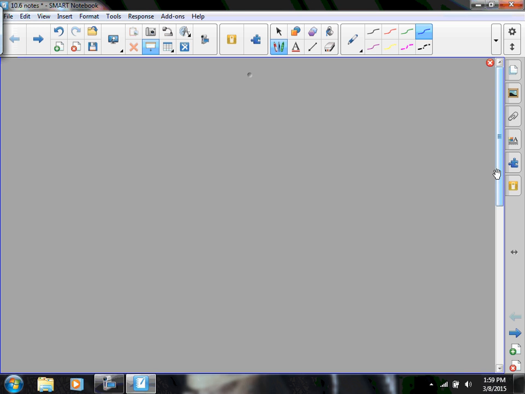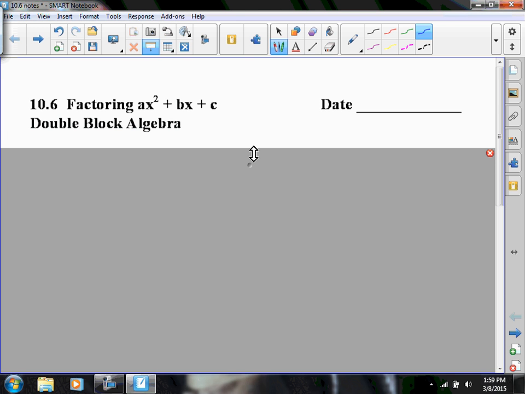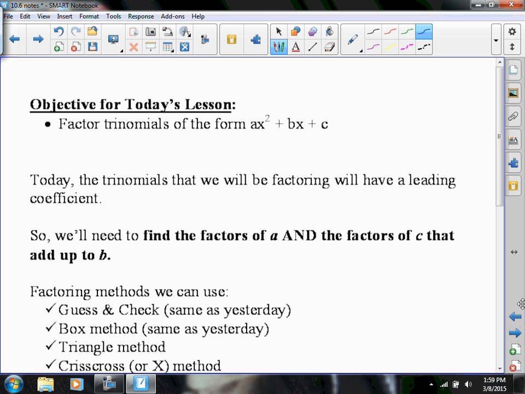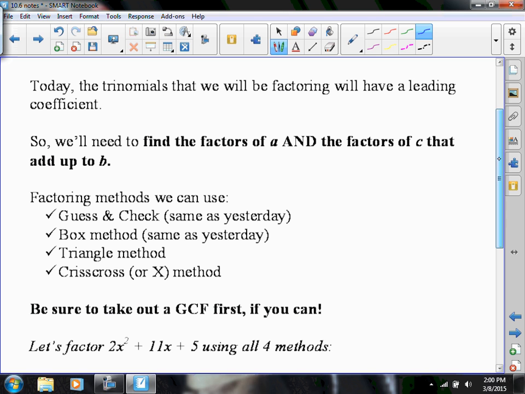These are the notes for section 10.6, entitled Factoring ax squared plus bx plus c. What we're going to do today is factor trinomials, but now they're going to have a leading coefficient in front of that x squared. So this is the trickier type of factoring, because we have to find all of the factors of that leading term a, and all the factors of the last term c. And we have to make sure that they still add up to b.